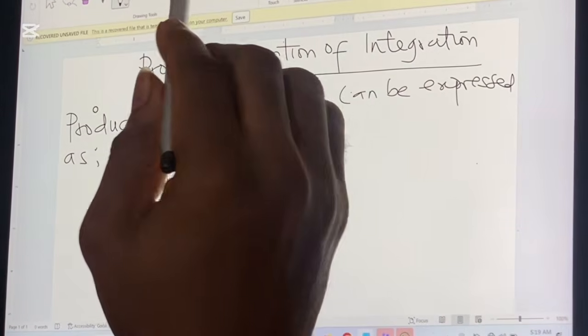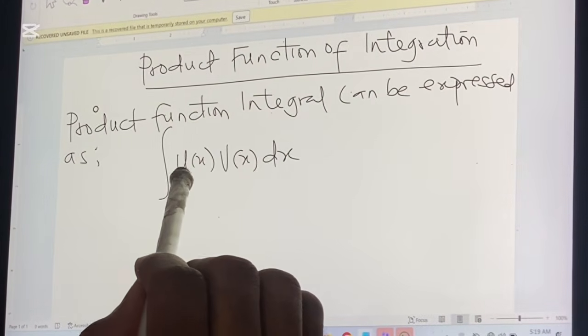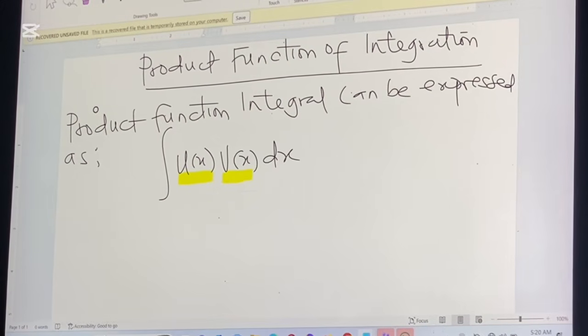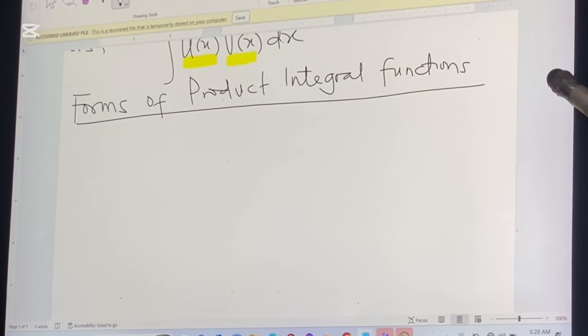Whenever you see an integral in this form, that is u of s, v of s, ds, we call that integral a product integral. But before we solve the question here, let's look into the two forms of product integral functions.